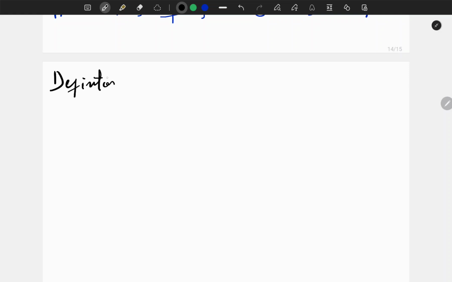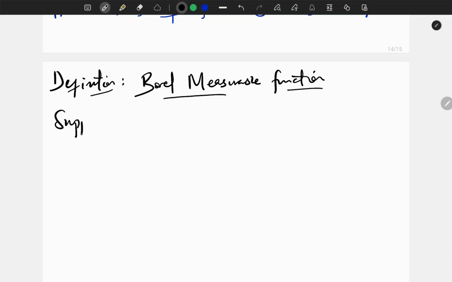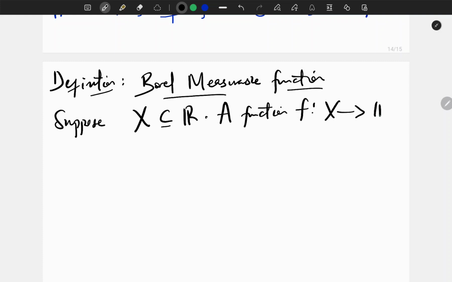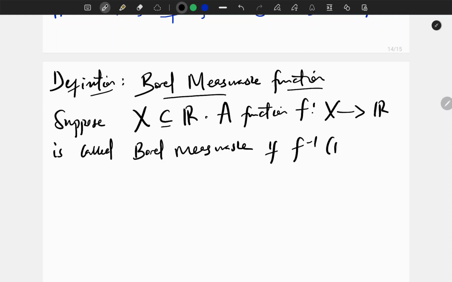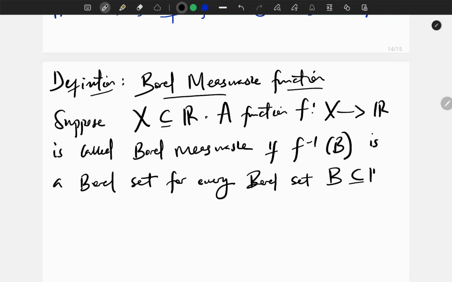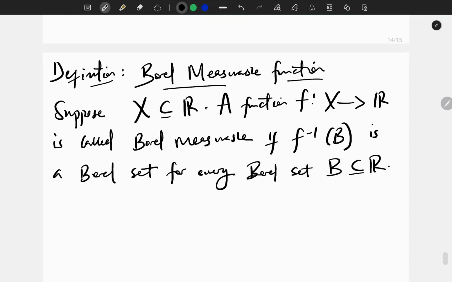Definition: Borel measurable function. Suppose our set X is now a subset of R. So a function f mapping X to R is called Borel measurable if the inverse, the pre-image of B, is a Borel set for every Borel set B subset of R. Okay.